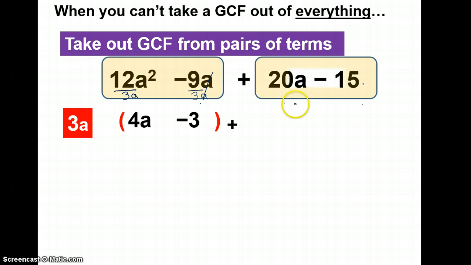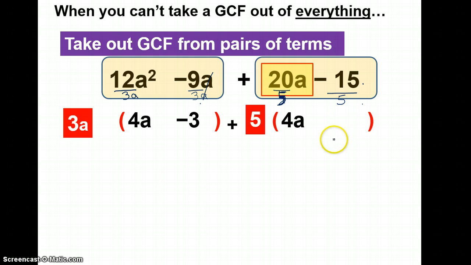And then here, I'm going to still have that plus symbol just because I'm going to do the same thing for this. Okay, so what can I divide out of 20 and 15? 5, right? And so if I divide a 5 out of here, 5 goes into 20 how many times? 4, okay, and then if I divide a 5 out of here, 5 goes into negative 15 how many times? Negative 3 times.